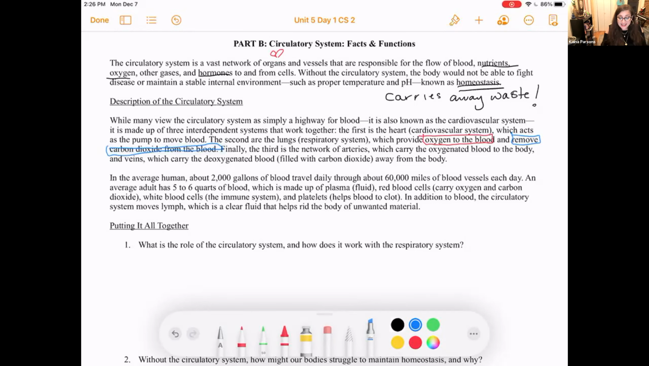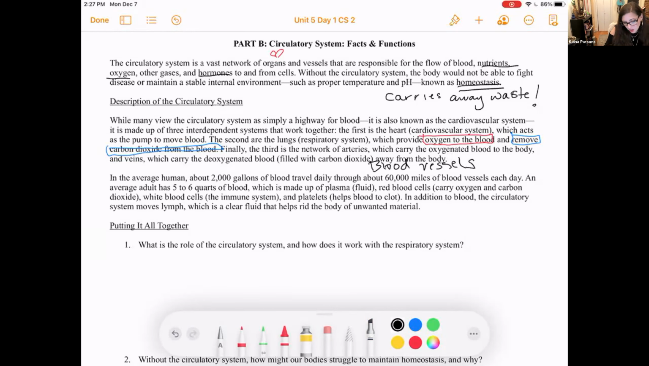Finally, the third is the network of arteries, which carry the oxygenated blood to the body, and veins, which carry the deoxygenated blood filled with carbon dioxide away from the body. And I would call this the network of blood vessels. Right? And you may have heard that term vessel, right? And that just means something that carries something else. Our blood vessels carry our blood.